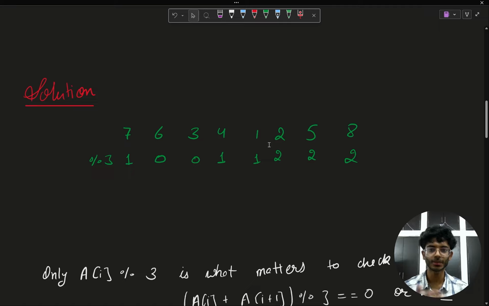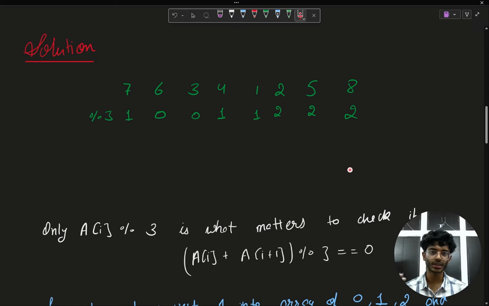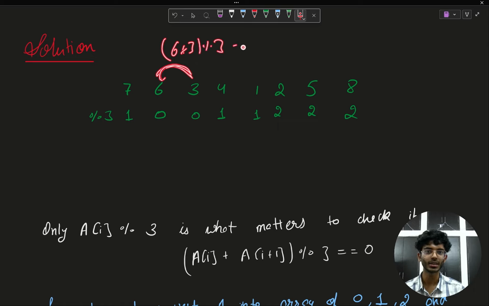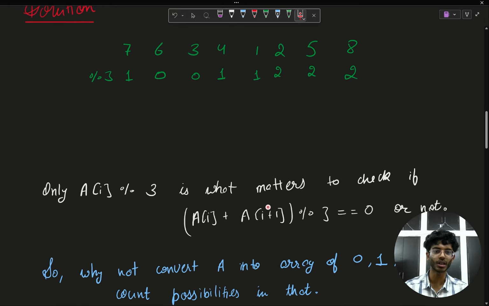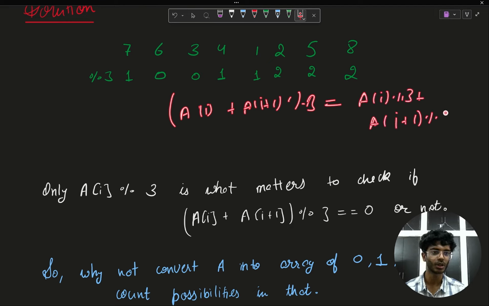So yeah, now let us begin by writing some permutation. So let's say this is some permutation given to us and this is the modulo 3 of each of these numbers. So 7 modulo 3 is 1, 6 modulo 3 is 0 and so on, right? Now can we see that if 6 plus 3 is divisible by 3, then 0 plus 0 will also be divisible by 3 obviously, right? So basically what I'm talking about here is that (a_i + a_{i+1}) modulo 3 is equal to ((a_i modulo 3) + (a_{i+1} modulo 3)) modulo 3, right? This is a very, very well-known property.